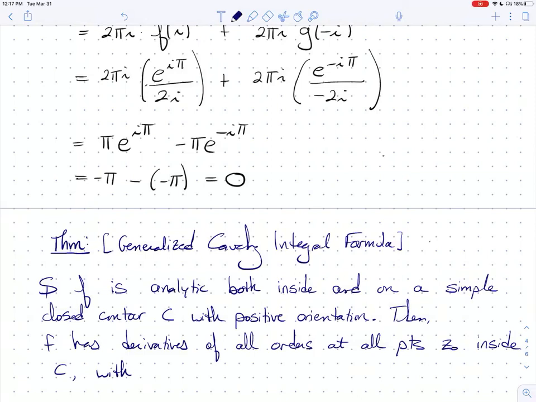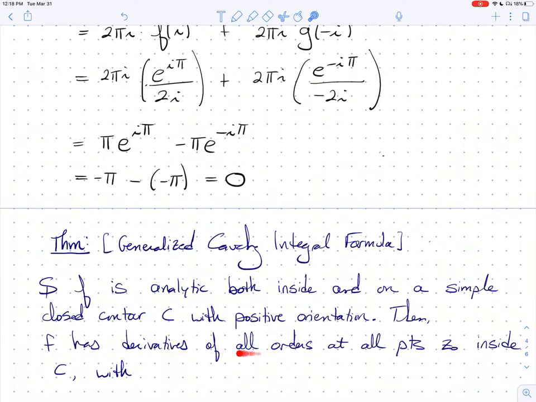All right, so continuing our Lecture 2 series, I want to look at another interesting theorem with you. This is called the Generalized Cauchy Integral Formula, as if the Cauchy Integral Formula wasn't amazing enough. So same setup, suppose f is analytic inside and on a simple closed contour C, positive orientation. By the way, orientation isn't a huge deal because we know how to switch it.